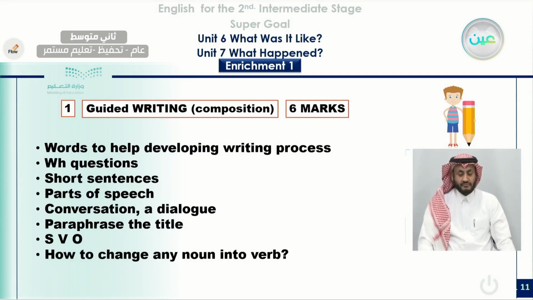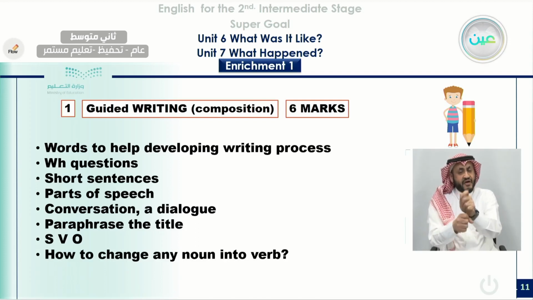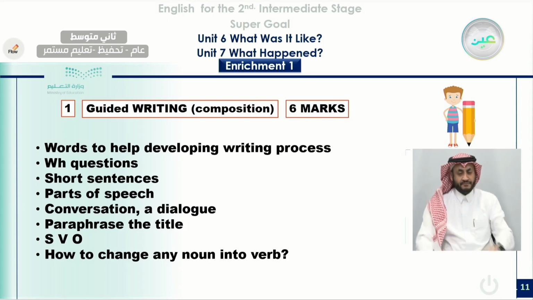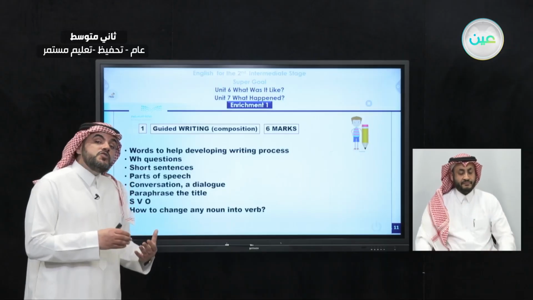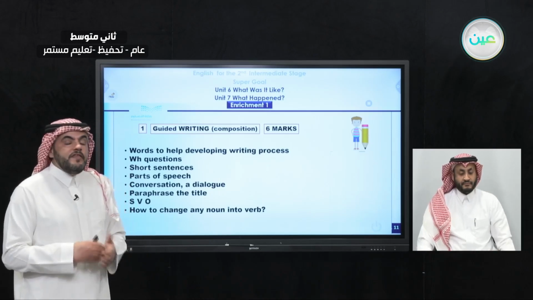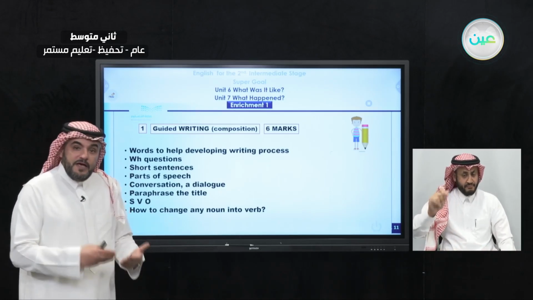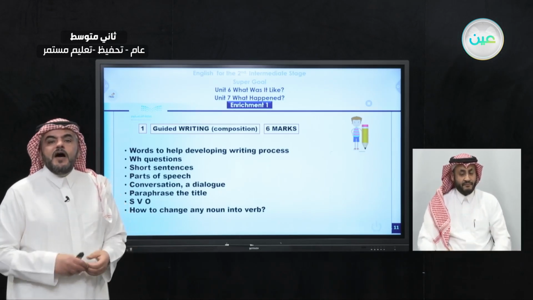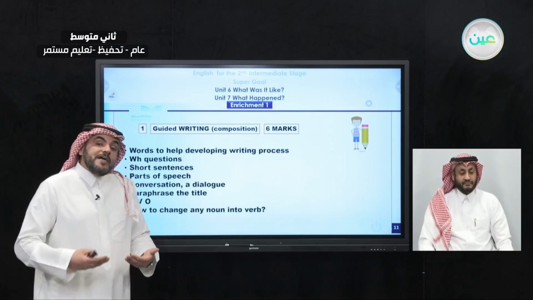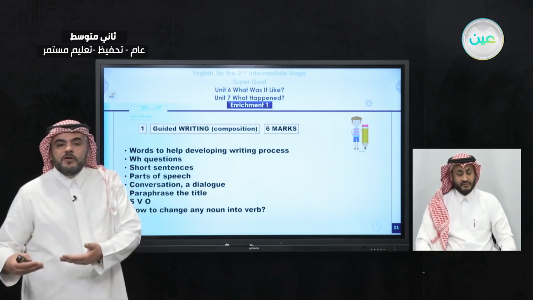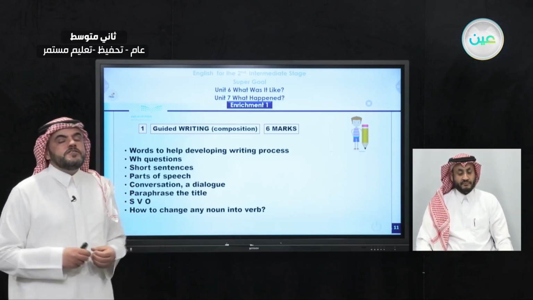How to change any noun into a verb. Sometimes you will need to use the verb as a noun. That is a very simple and easy thing. For example, play football. Play here is a verb. Football is a noun, which is an object. You can use it like this: I play football. And by this, you make it a full sentence.